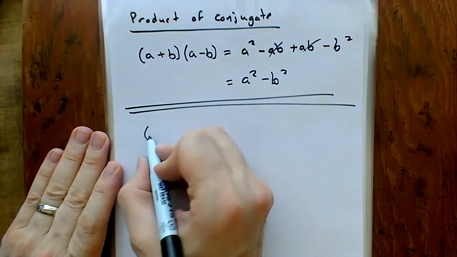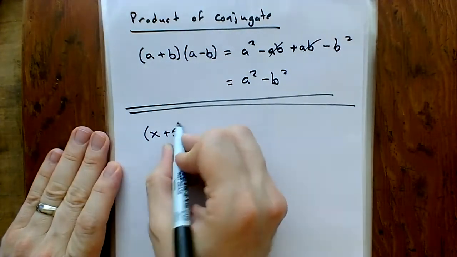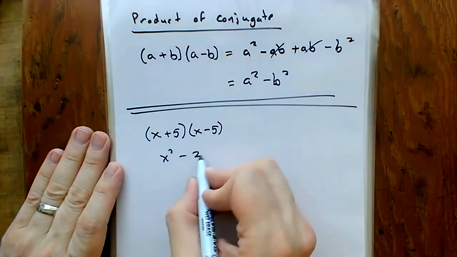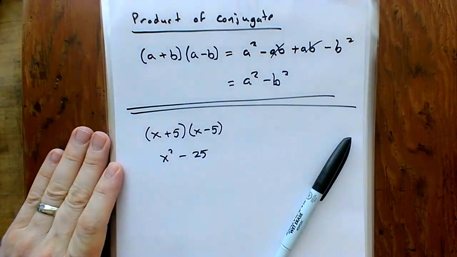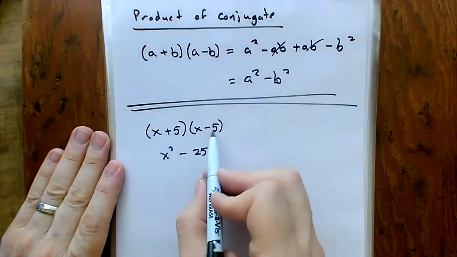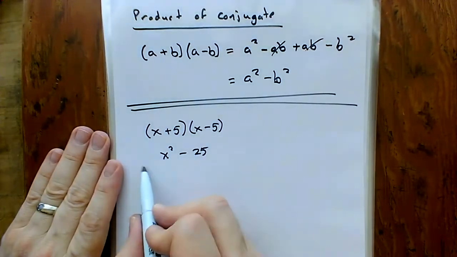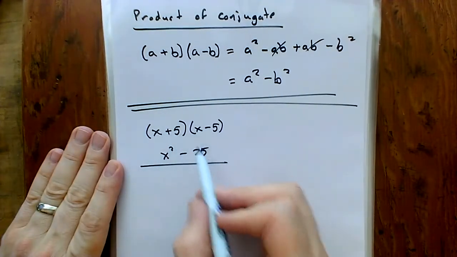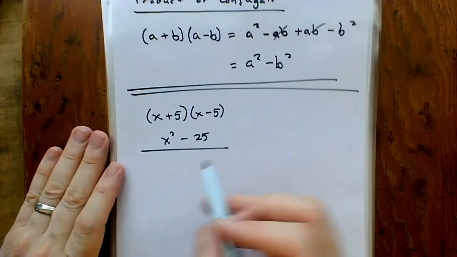So if I have x plus 5 times x minus 5, oh, that's just going to be x squared minus 25. Done. Because once you've recognized that these two things are the same, my outside and the inside terms are equal and opposite. They cancel each other out.